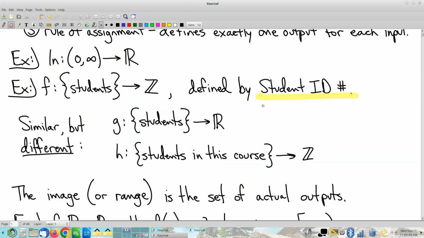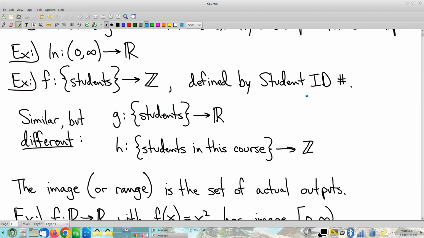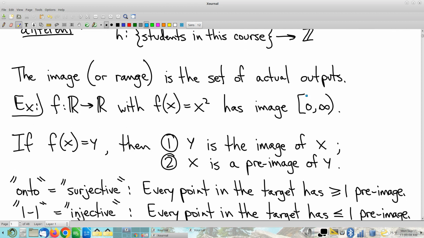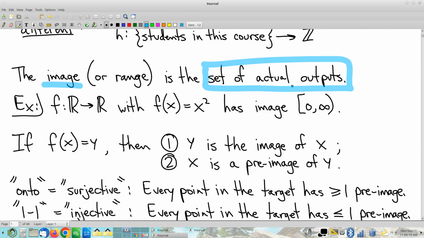All right. Fussy. You'll see in a minute why that's important. A little bit of terminology. We use the word image to describe the set of actual outputs from the function, not the set where the outputs land, but the set of the actual outputs. Right? So a nice, easy example to see the distinction.